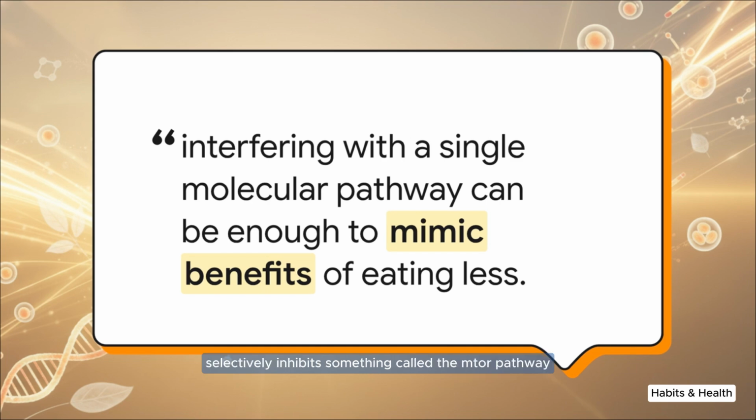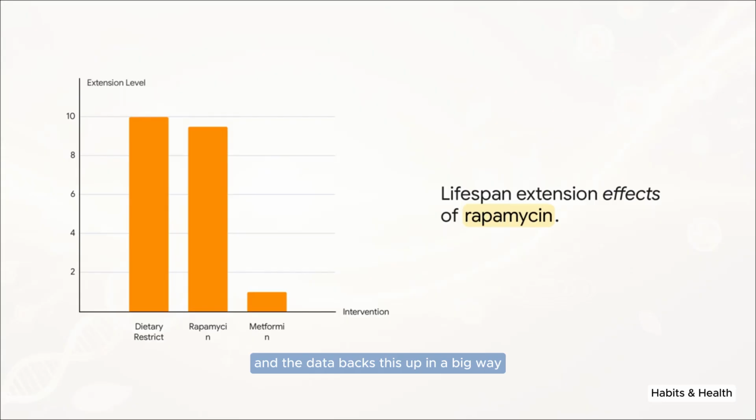Rapamycin selectively inhibits something called the mTOR pathway. By turning down the cellular growth pathway, it essentially tricks the body into a state of autophagy. This is where your cells actively start cleaning house, clearing out damaged organelles and toxic proteins, perfectly mimicking the extreme longevity benefits you'd get from strict dietary restriction. And the data backs this up in a big way.